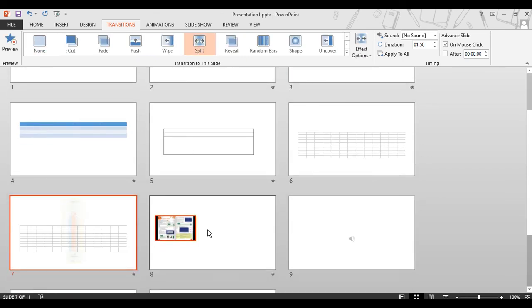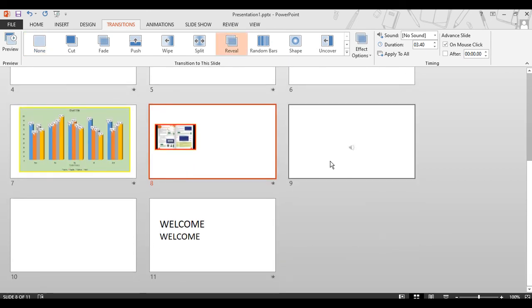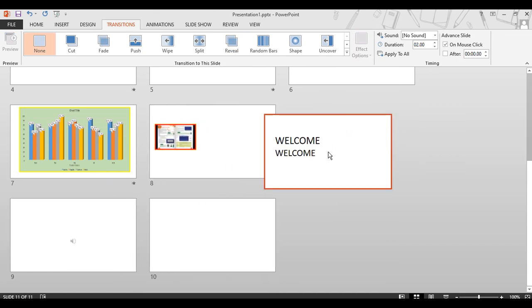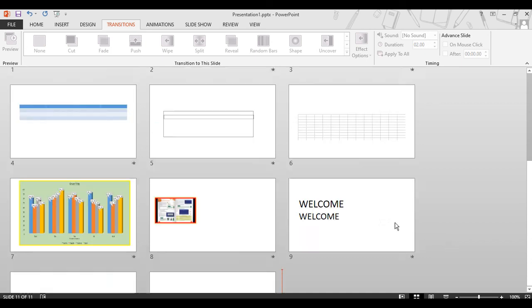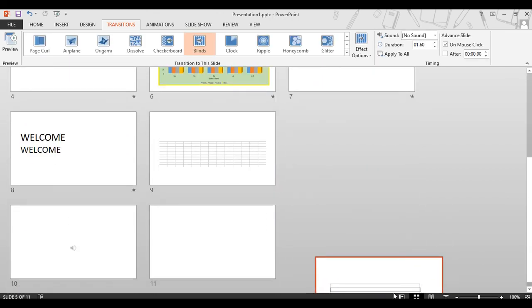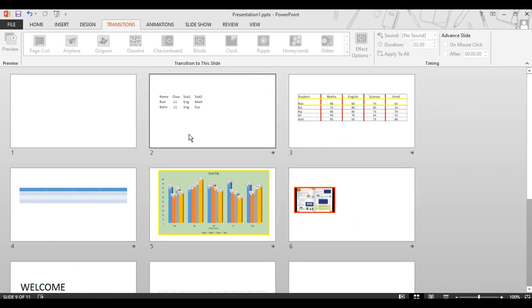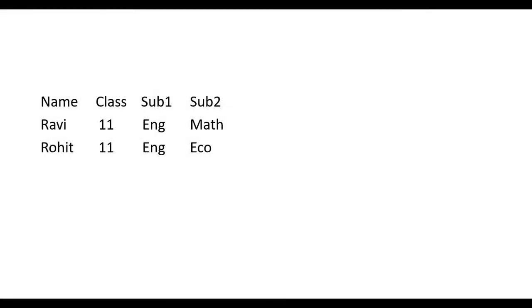Then for this video one, we are going to use reveal. Then we adjust it here, welcome, and this is a wipe. So in this way we can adjust the different slides. For example, I just send this out. Okay, now I'm going to click on this and select the presentation show. So this is coming in this way.